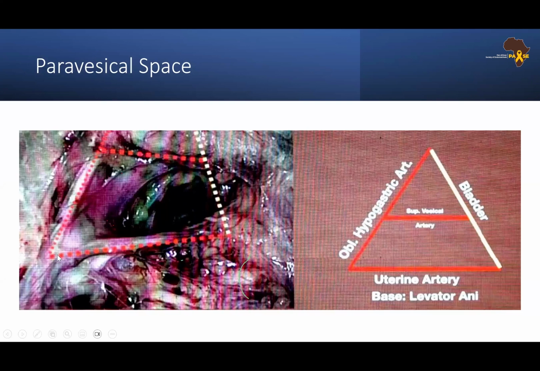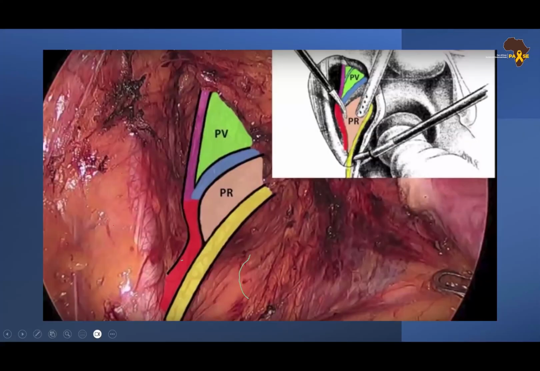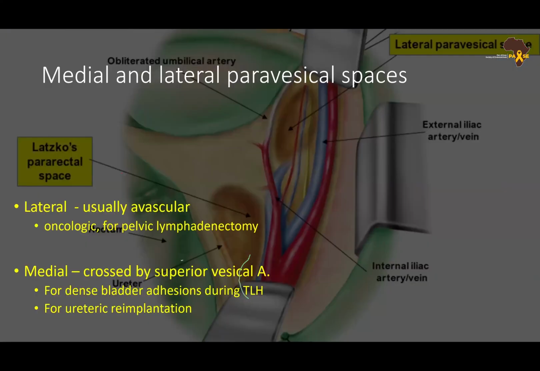So this is the uterine artery. This is the paravesical space. This is the superior vesical artery, and that continues as the obliterated umbilical artery. So that is the space that is paravesical. Again, important for us, this is divided into lateral and medial spaces by this obliterated umbilical artery.